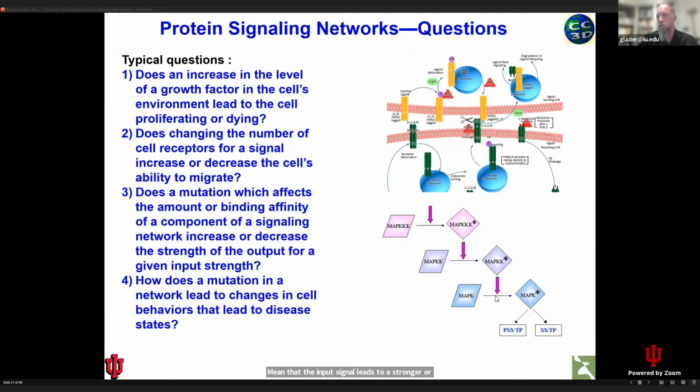There are some mutations that turn these networks on constitutively all the time, independent of the inputs. That's pretty common in cancer. There are other ones that turn off the response, that disable the response. And of course, we might ask, if we perturb one of these networks, does it lead to a change in cell behavior that can then lead to some kind of disease phenotype in the tissue?